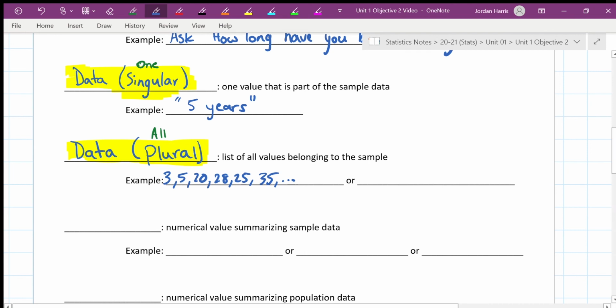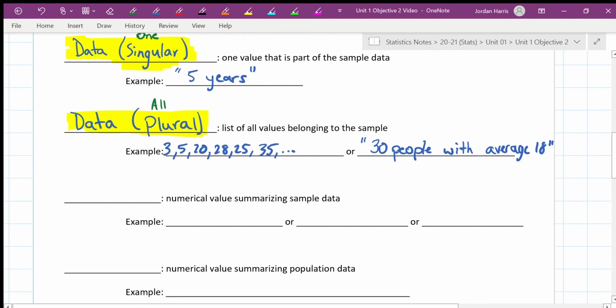You can technically summarize it. We're not going to do this very often, but we could say I had 30 people with average 18. Okay, we're not going to do that very much because we'll talk about a different term. That really, that's what that is. But sometimes it's summarized that way. Instead of listing 1,000 terms, they kind of do that.